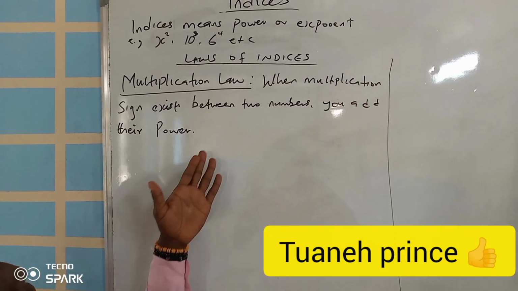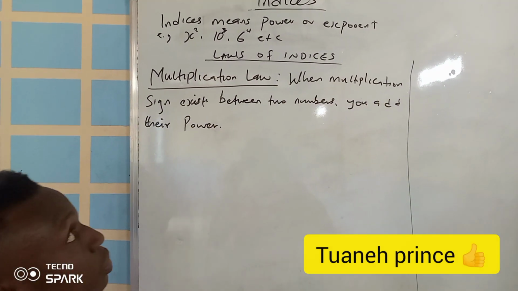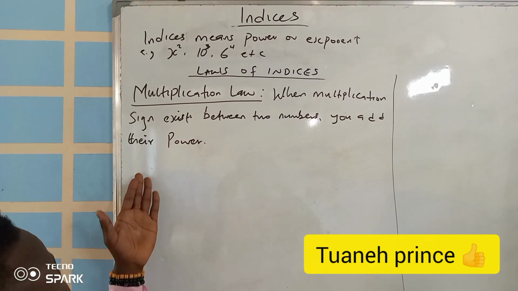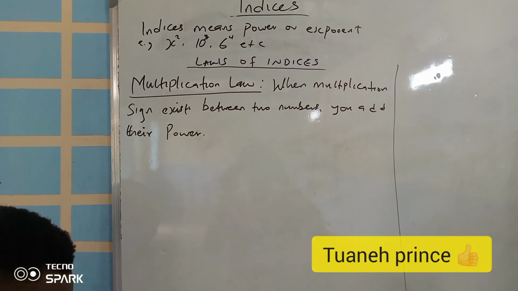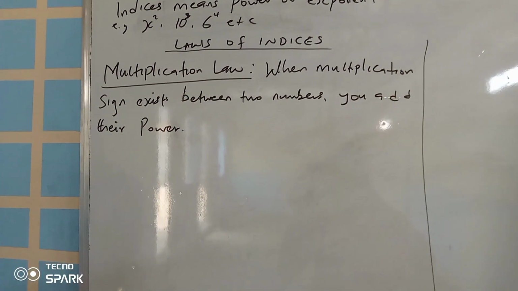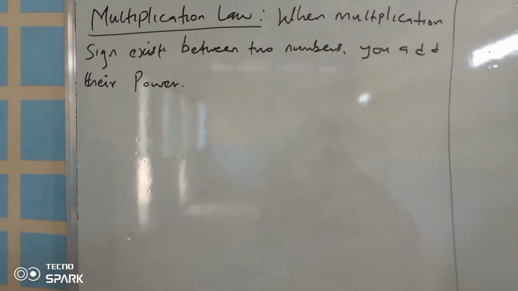Alright, so today we're looking at the laws of indices. There are so many laws governing indices, so we'll look at some of them. The first one we'll look at is the multiplication law. Now, this law says that when a multiplication sign exists between two numbers, what you do is add their powers.